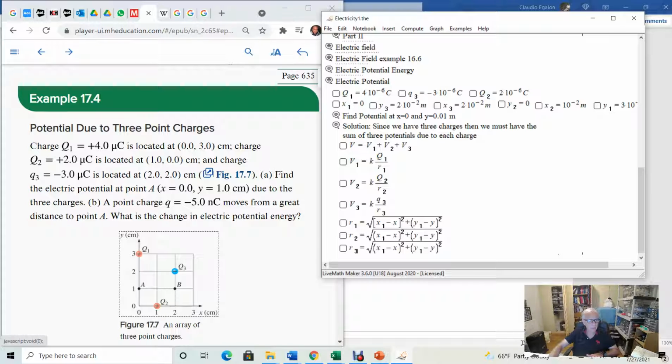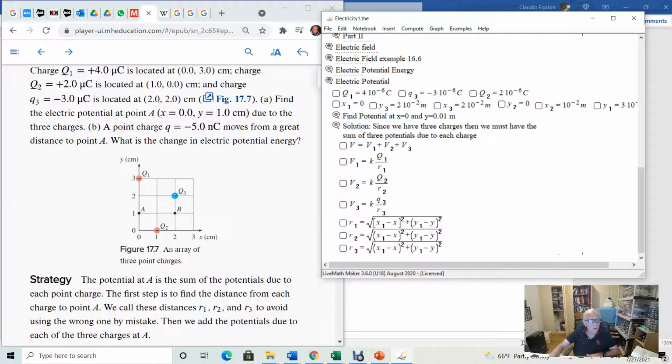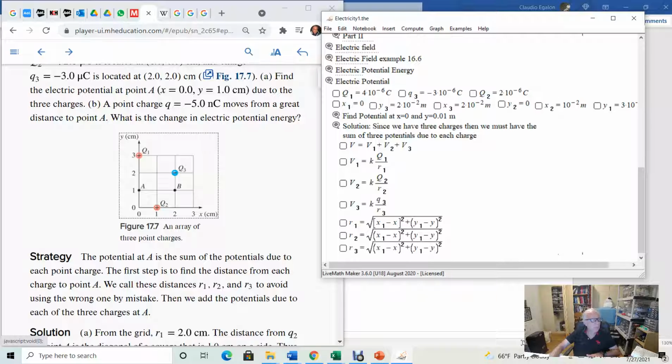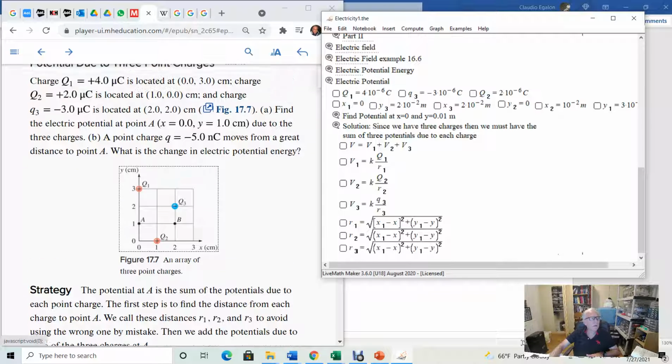R2 is this distance right in here. We're doing it for A. And then we're going to do it for B. Let's say the potential at point A due to the 3 charges. Okay, and then we're going to do B here. What was the charge? He has point B here. Well, we'll worry about that later on.